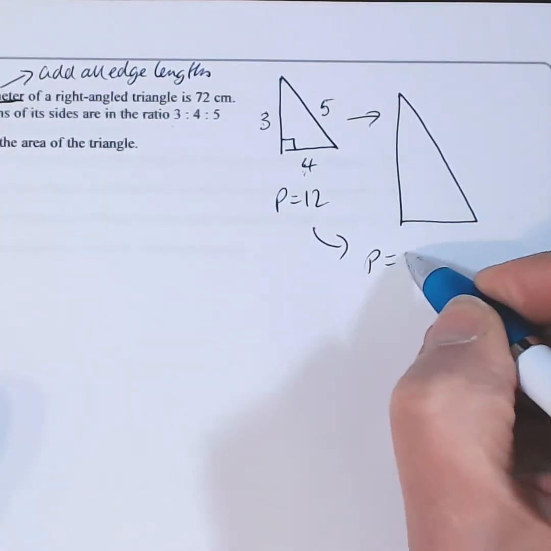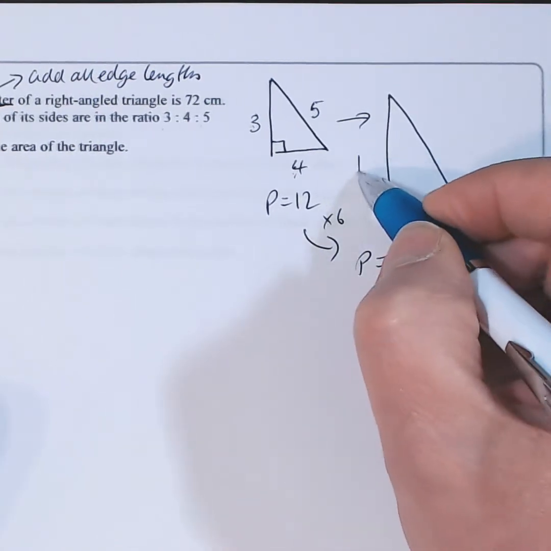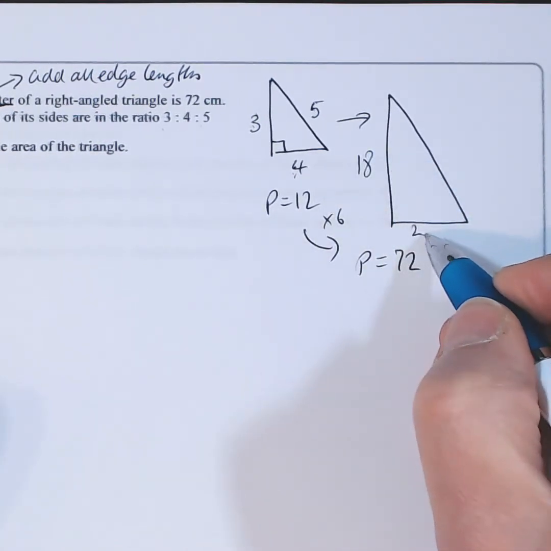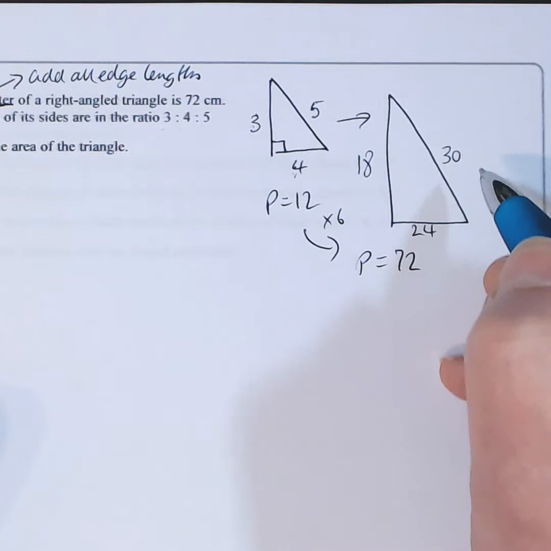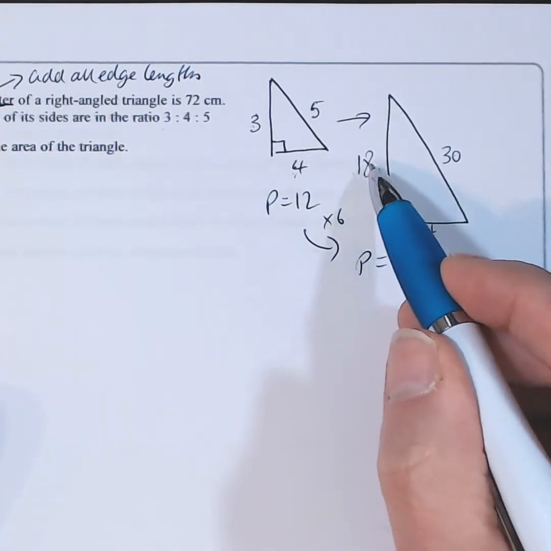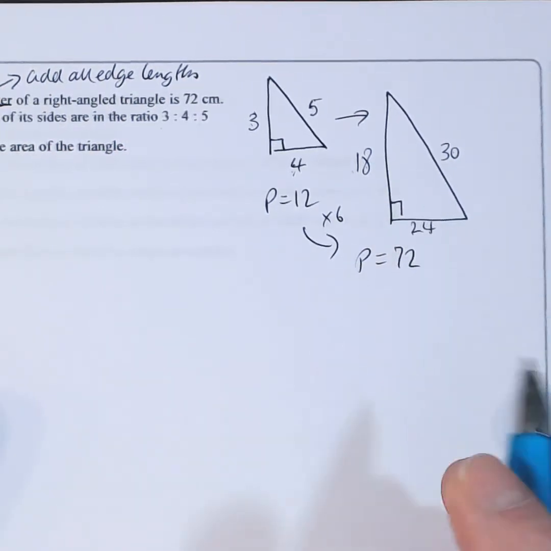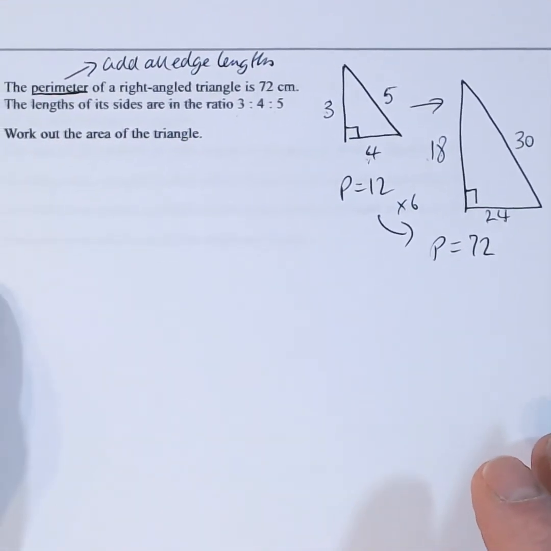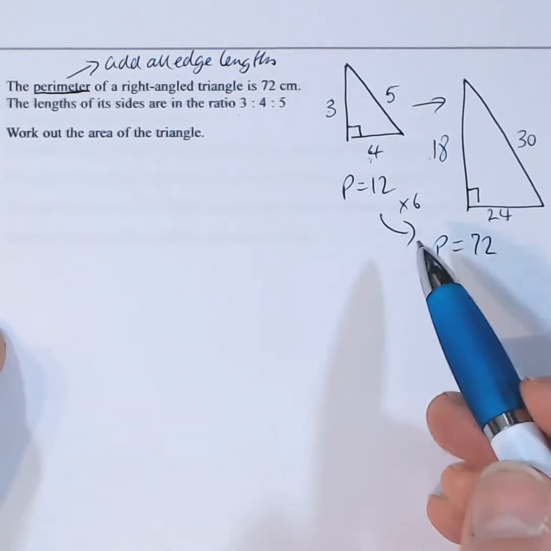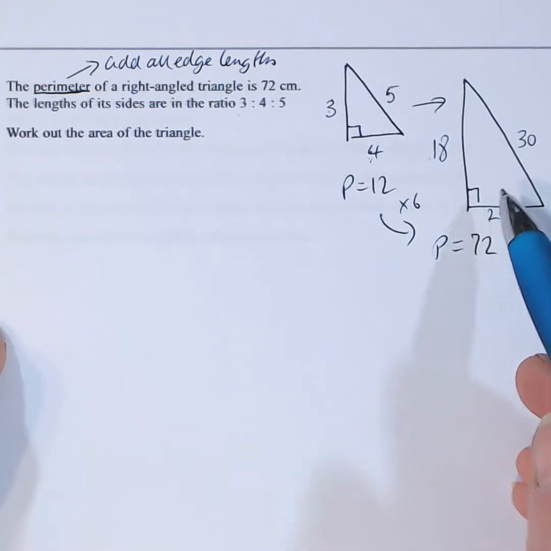So to make a perimeter of 72, we can times everything by 6. So that would be 18, 24 and 30. And then we do a quick check, 30, 54, 66, 72. So that would work. So we now know the dimensions of our new triangle. So we've got that information from the fact that we could draw out a sketch and see what's going on.